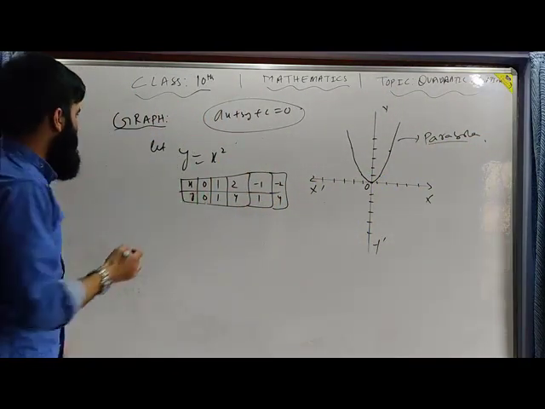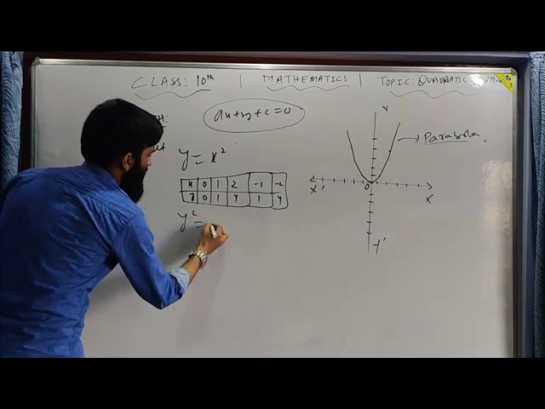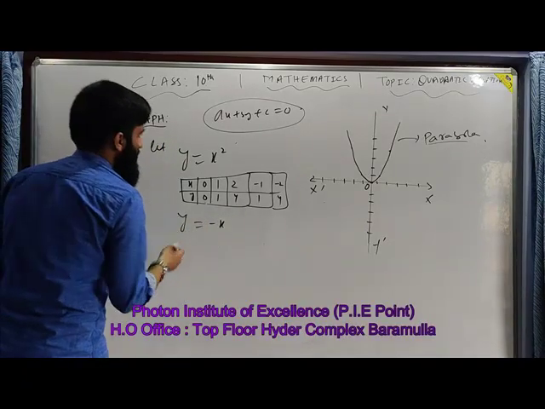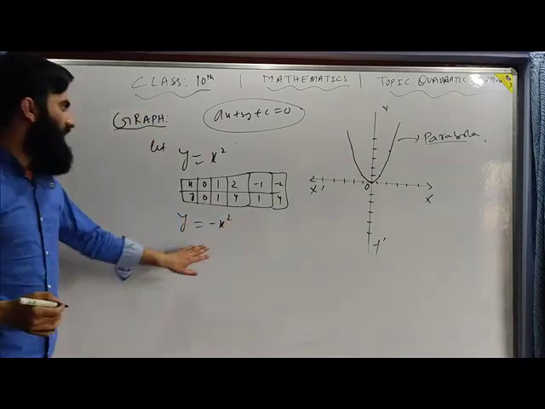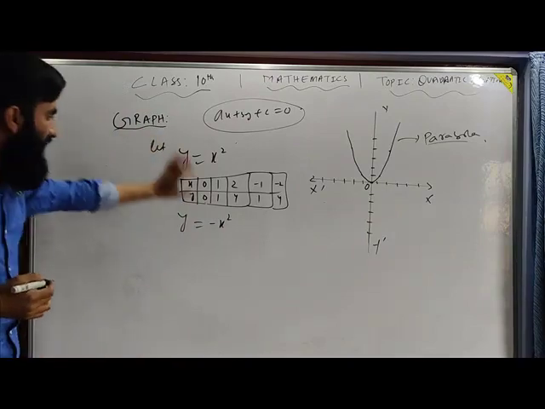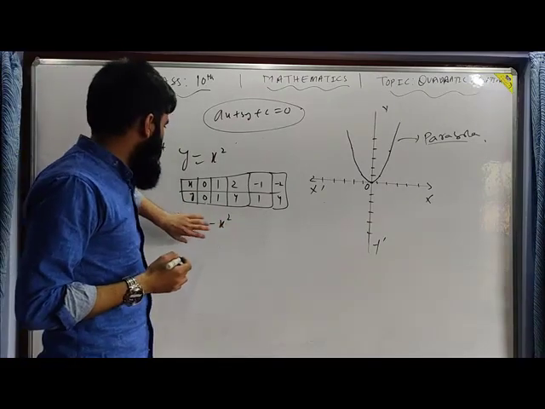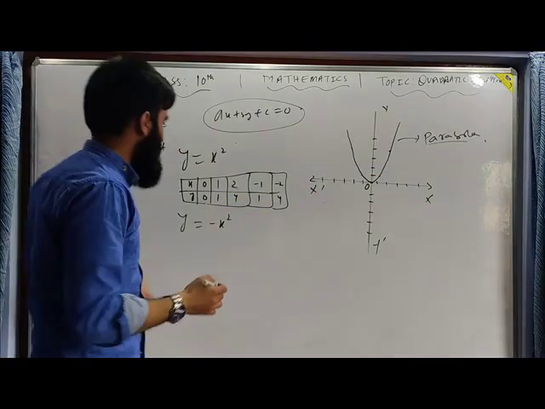If you check the graph of, suppose, y is equal to minus x square, what kind of graph will you get? You will get a downward graph, so that will be a graph like this.